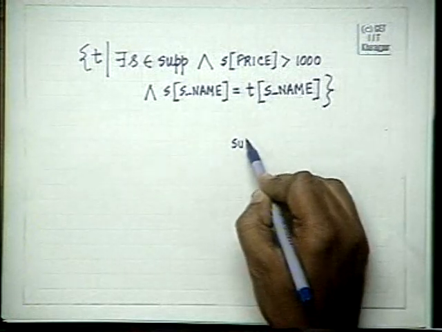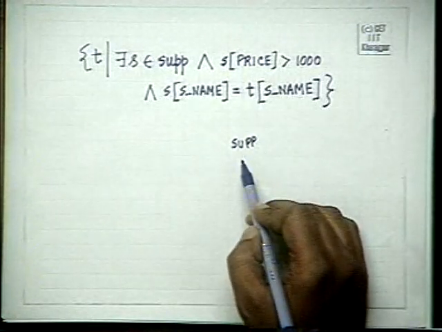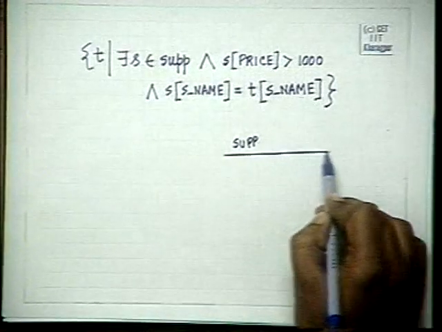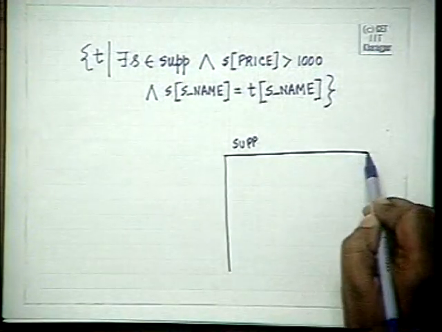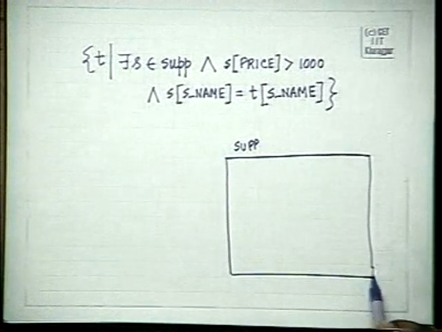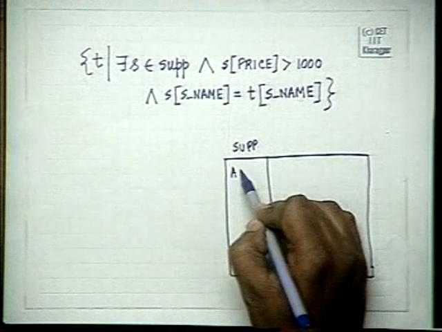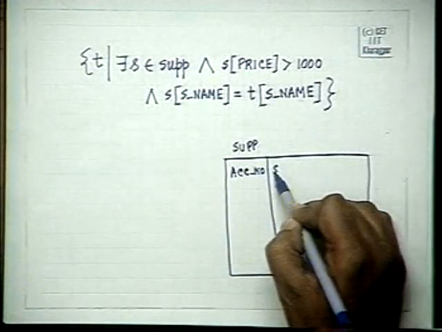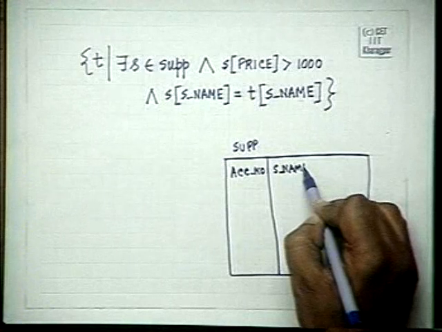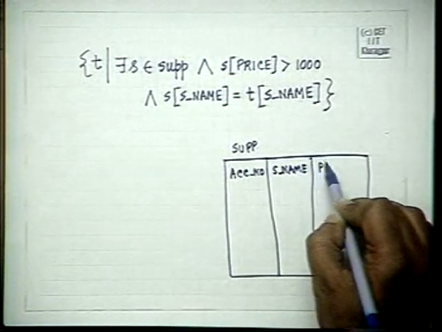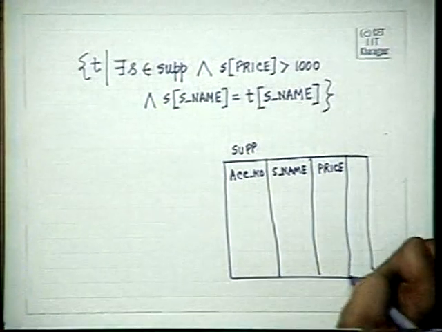Let's see another example. The SUPP relation is used here. The SUPP relation has attributes accession number, S name, price, and date of supply.